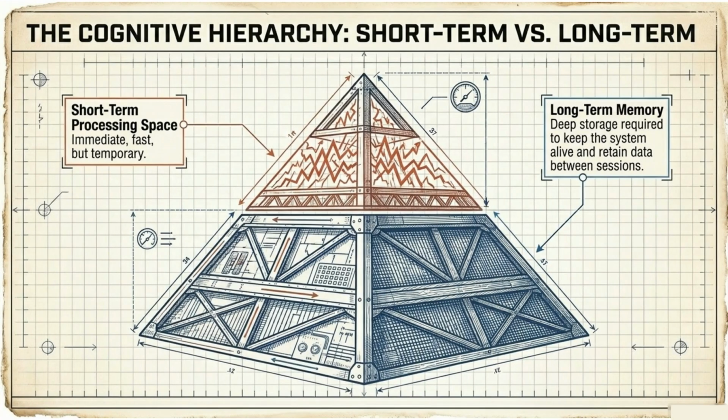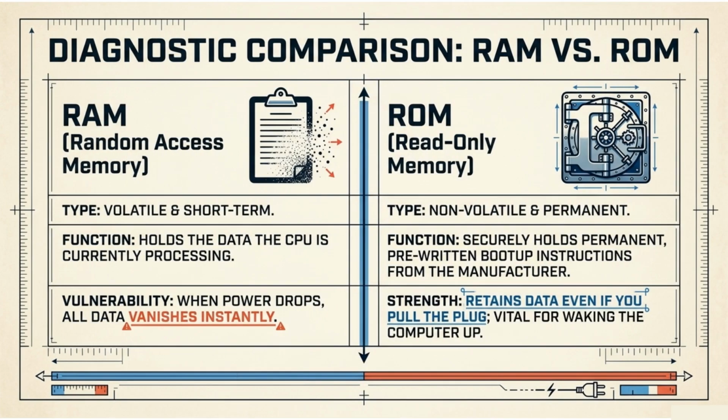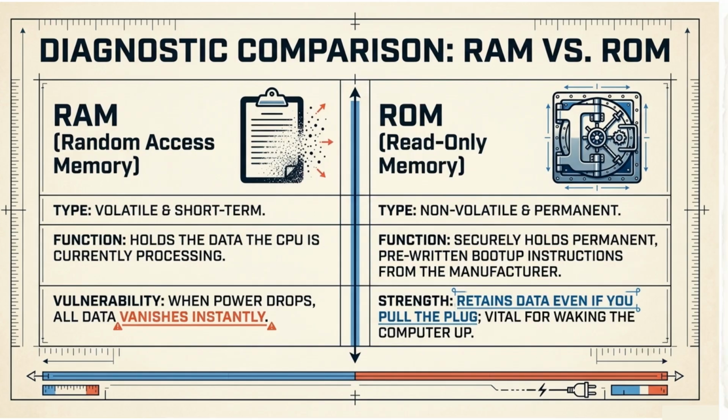The cognitive hierarchy is split between short-term and long-term storage. Short-term processing space is immediate and temporary, while long-term memory is deep storage needed to retain data across sessions. RAM, or random access memory, is volatile and short-term, holding data the CPU is currently processing. ROM, or read-only memory, is non-volatile and permanent, securely holding essential startup instructions.